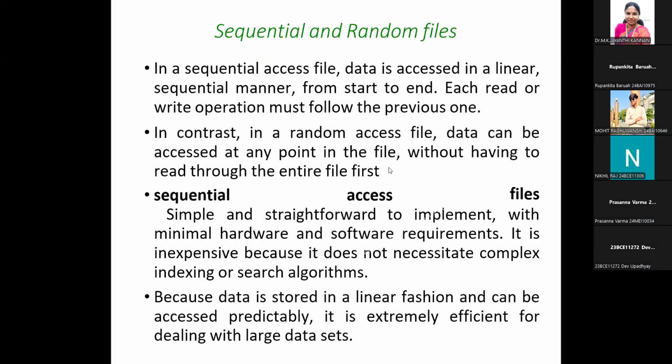Sequential and random access files compared. In a sequential access file, data is accessed in a linear or sequential manner from the starting point to the end point. Each read and write operation must follow the previous one. In contrast, in a random access file, data can be accessed at any point in the file without having to read the entire previous data. Sequential access files are simple and straightforward to implement with minimal hardware and software requirements. They are inexpensive because they do not necessitate complex indexing and search algorithms.